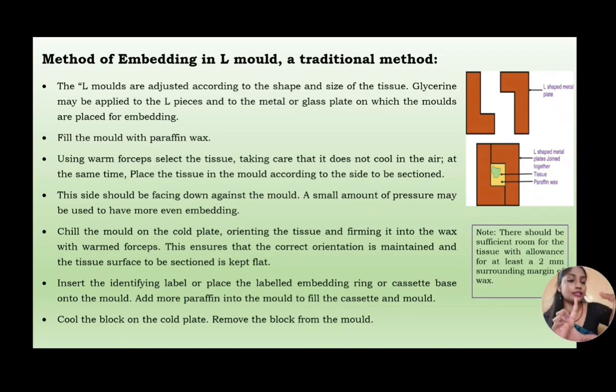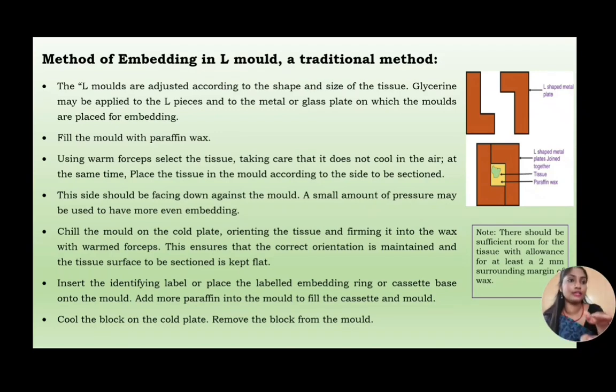So once the molds are brought together, some amount of paraffin wax, molten wax, is poured into the mold, and then the tissue is placed gently using warm forceps. Once it is flattened, by placing some pressure on the paraffin wax, we ensure that the tissue is placed straight, and once we ensure it is even and flat, then we pour the rest of the wax in order to fill the mold.